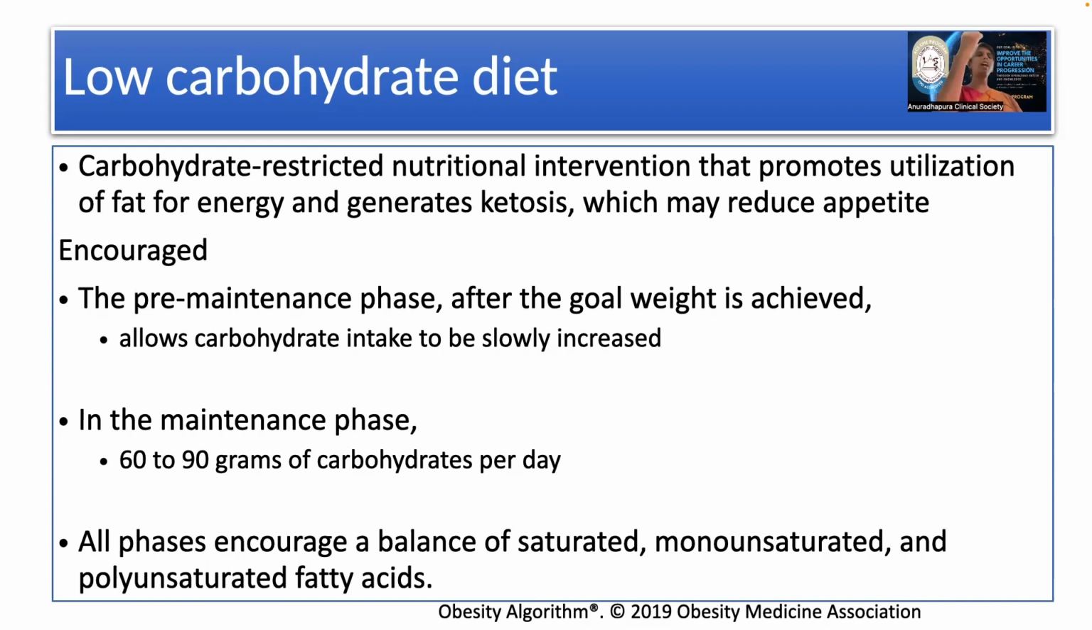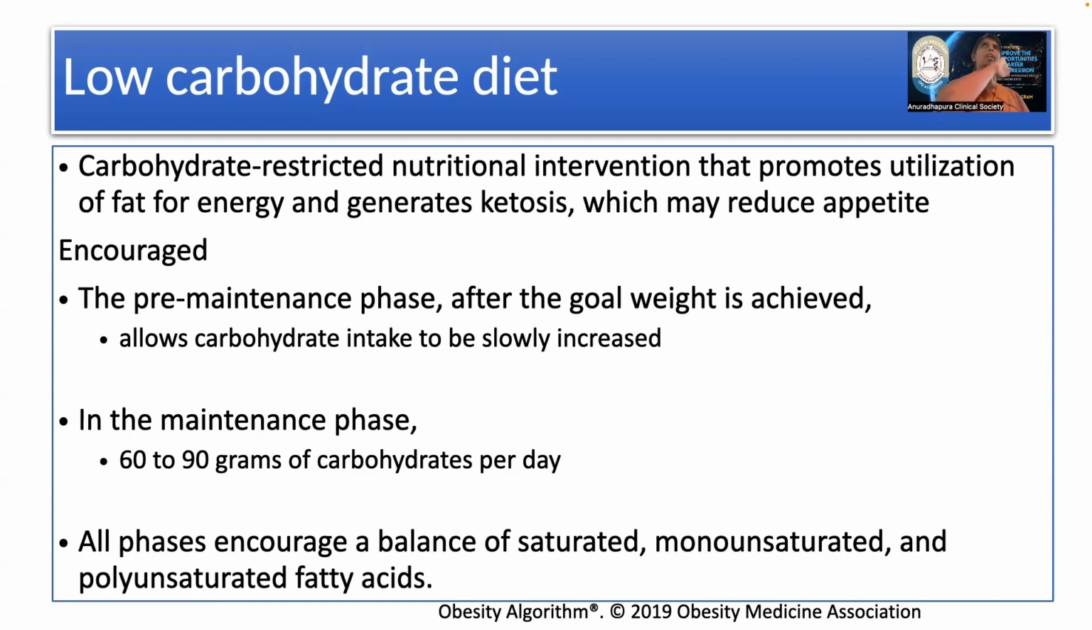If it is 10%, after this 10% weight loss goal is achieved, we can slowly increase the carb intake up to 60 to 90 grams of carb per day. 60 to 90 grams means roughly 2 to 3 cups of rice per day. But again, with that, increased fat intake, we don't have to cut down fat. But again, this is after achieving the weight loss goal.